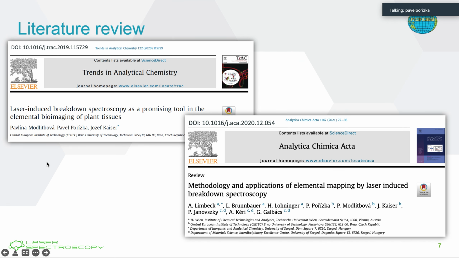Just briefly, we are doing a lot of work on the analysis of plants, and there are some review publications. You can go through them. I'm showing them to you as a starting point, to get an overview of what's happening in LIBS in terms of imaging of plants and also other tissues, as you can see in the review by Andrzej Limbeck and other co-authors.